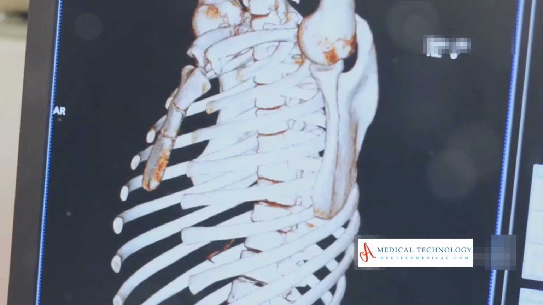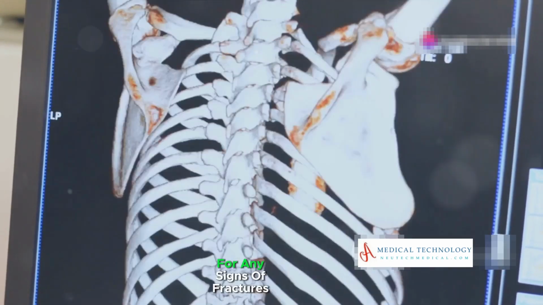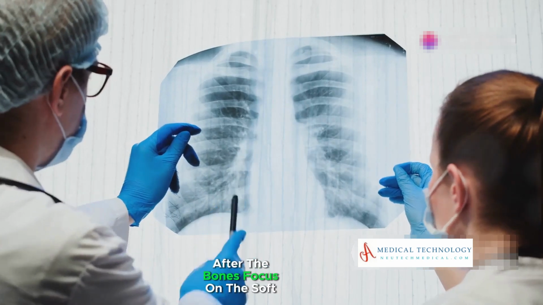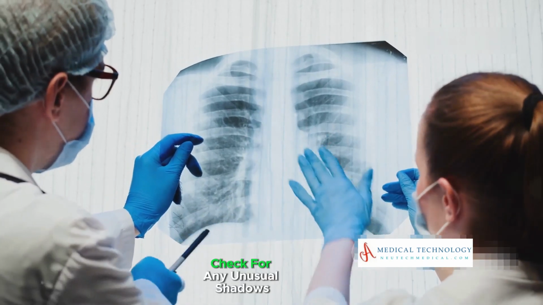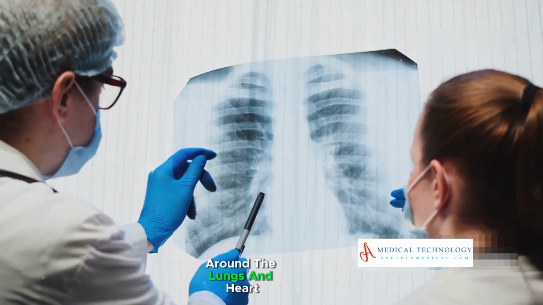Do not overlook the bones. Inspect the ribs, clavicles, and the spine for any signs of fractures or other abnormalities. After the bones, focus on the soft tissues. Check for any unusual shadows that might suggest abnormalities in tissues around the lungs and heart.